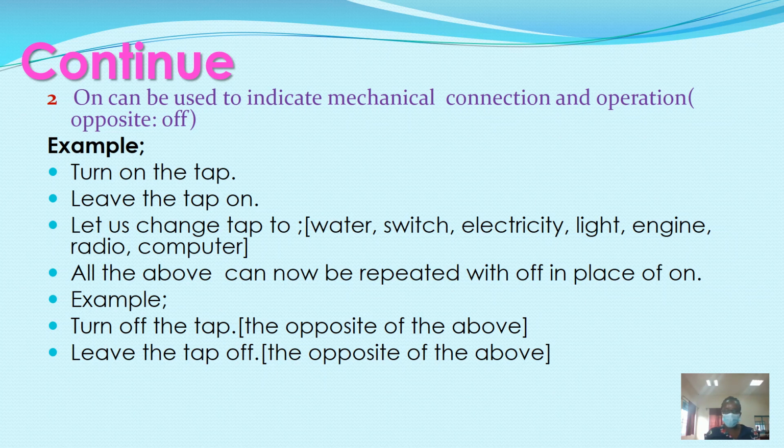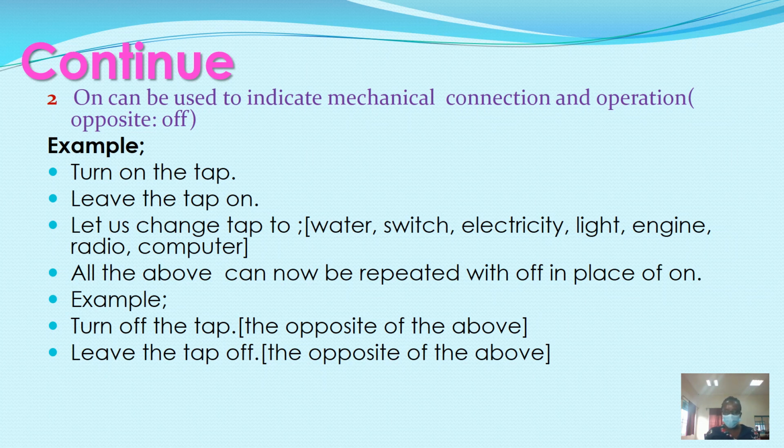Let us change this to water, to switch electricity. We shall have turn on, switch on the electricity, turn on the light, turn on the engine.